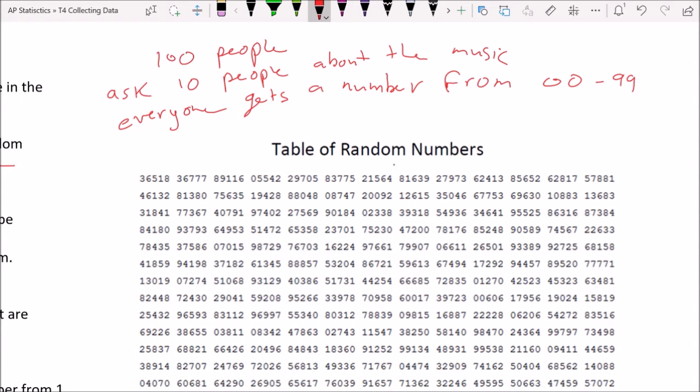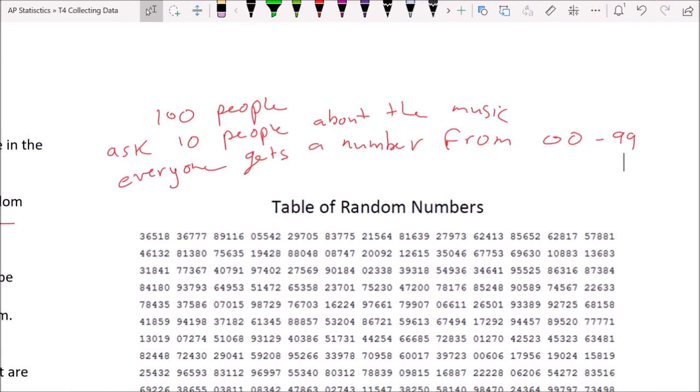Now guys, that's super weird. This is kind of a relic of the past. On a calculator, you can go 1 to 100 if you want. But in this, we're going to go 0 to 99 because of the way a random number table works. I'm going to show you how to use a random number table now to pick out these values.